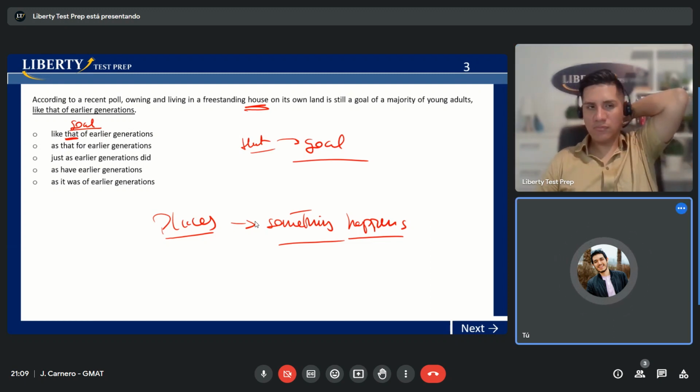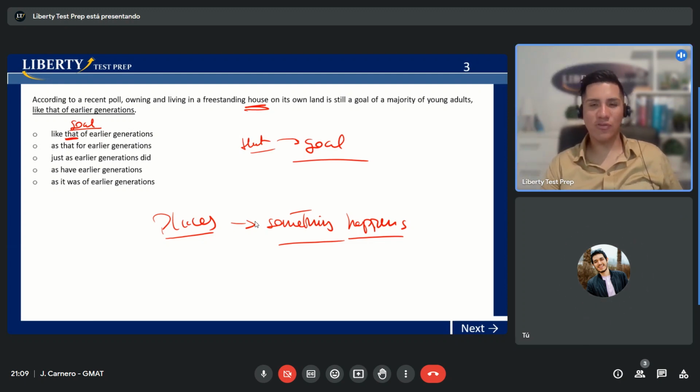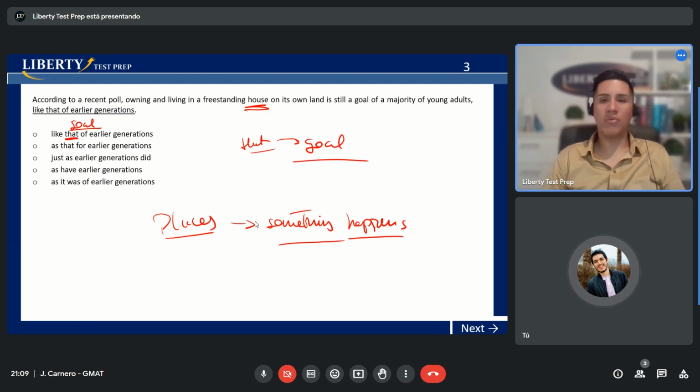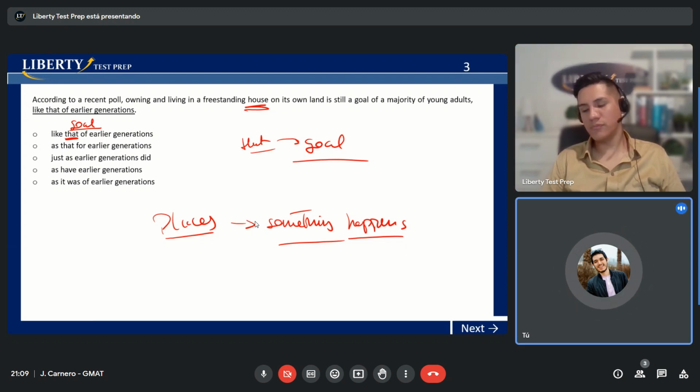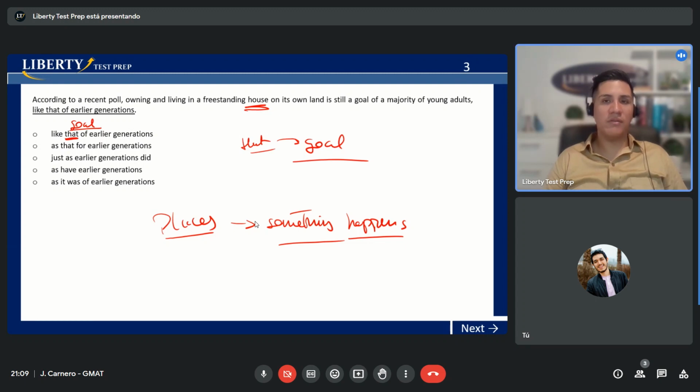Like the preposition of? No, the comparison. So far, everything we've done is to make sure that that could be fine. Okay, so that could be fine because it's referring to goal, making a copy of goal. Correct. But then what about the comparison now? In comparison, are we comparing things that are okay or not? The goal with the goal of... I can see that we're comparing the goal of majority of young adults with the goal of early generations. Would it be fine?